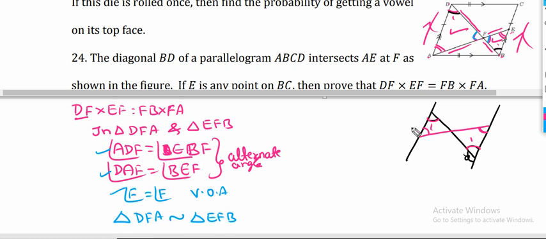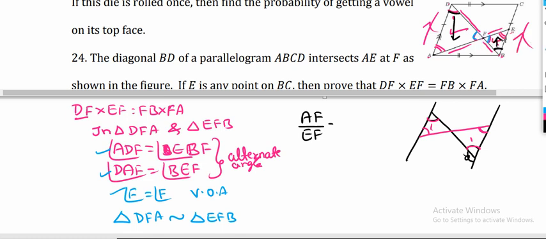For writing the ratios, we have to consider the corresponding sides. Corresponding sides means the lines opposite to the equal angles are the corresponding sides. Here you observe angle D is equal to angle B. So the opposite side of this one, that is AF, and the opposite side of the other angle, that means FE. So we write AF divided by EF is equal to another ratio.